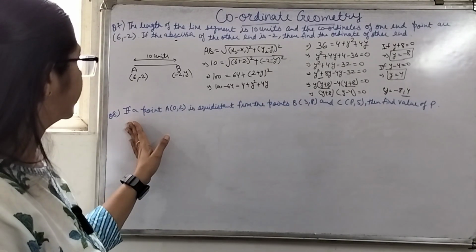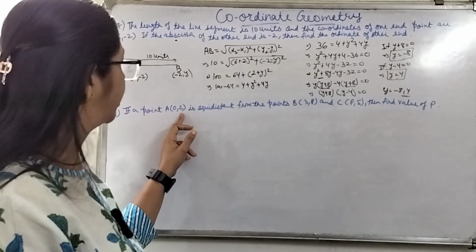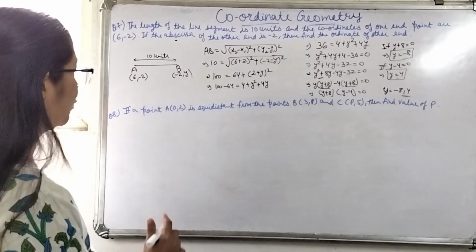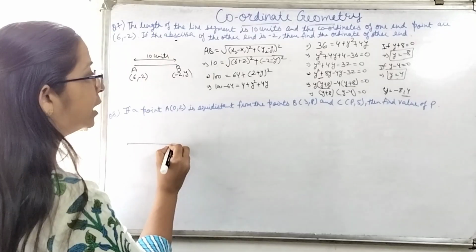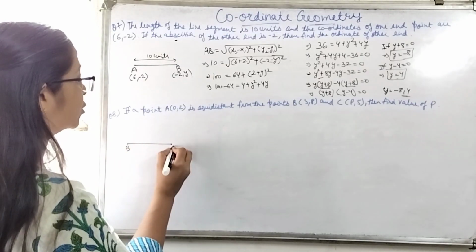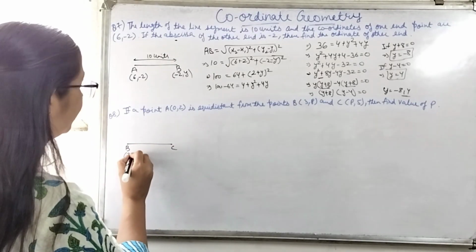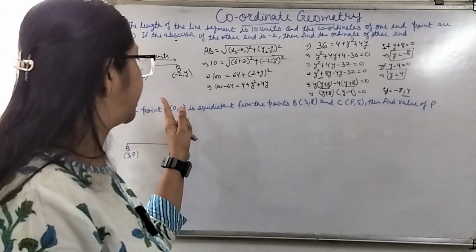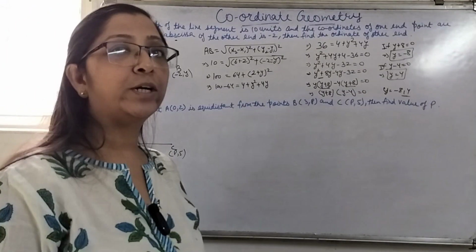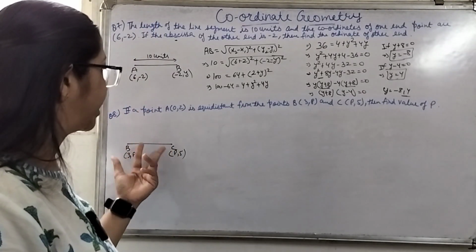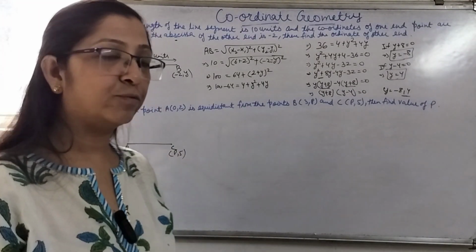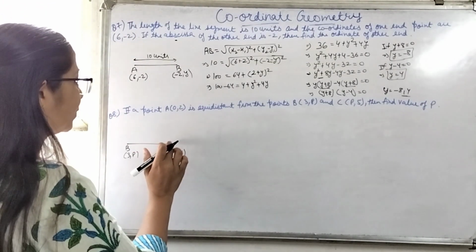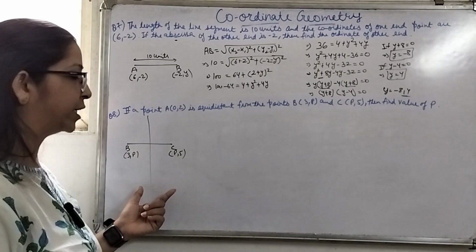Now the next question is, if a point A, that is (0, 2), is equidistant from the points B and C, that means there are two points, one is B, another is C. The coordinate of B is (3, P) and C is (P, 5). Now A is the point which is equidistant from them. We know that the point which is equidistant from any two given points will lie on the perpendicular bisector of the line segment joining them. The line segment over here is BC. The perpendicular bisector of this will be, suppose this is the perpendicular bisector.